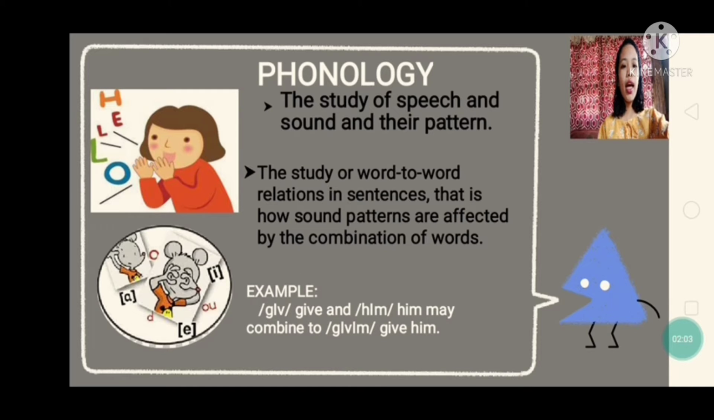So example is, ayan, sa my bracket is they have give, which in word is give, yung pagka-spelling, pero yung pagka-pronounce is give. And him, na yung letter I is emphasized. So, pag i-combine natin yung dalawa, may combine to give him, give him, give him. So, that is the work of phonology.